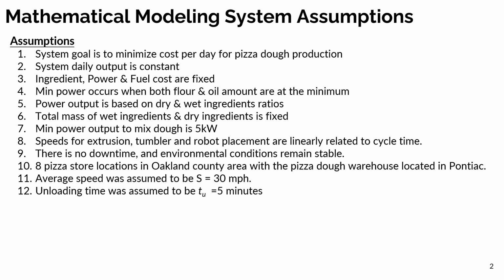Min power output to mix the dough is 5 kilowatts. Speeds for extrusion, tumbler, and robot placement are linearly related to cycle time. There is no downtime and no environmental conditions. There are 8 pizza store locations in the Oakland County area with the pizza dough warehouse located in Pontiac. The average speed of the delivery driver is 30 miles per hour, and the unloading time is 5 minutes.